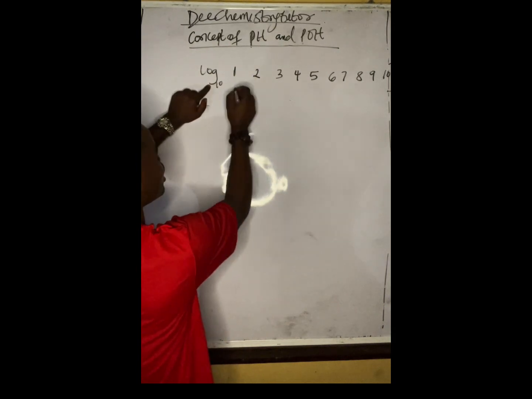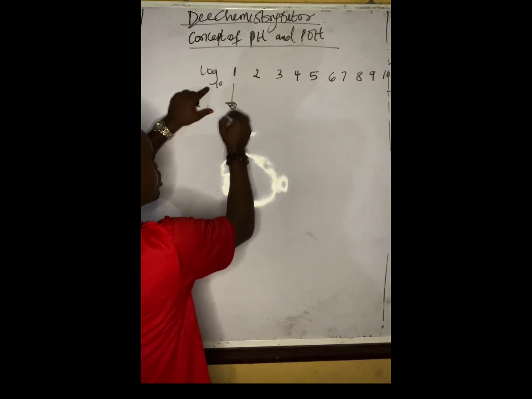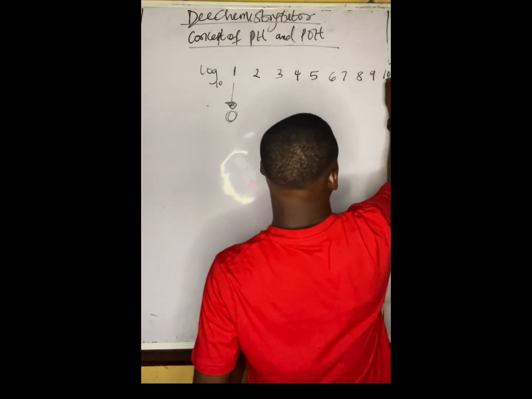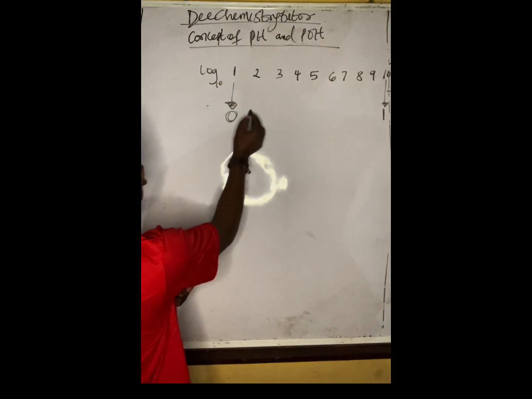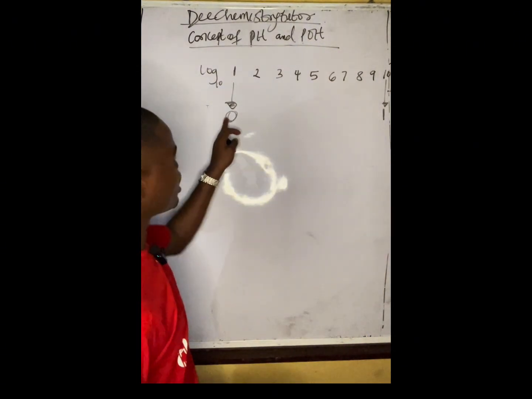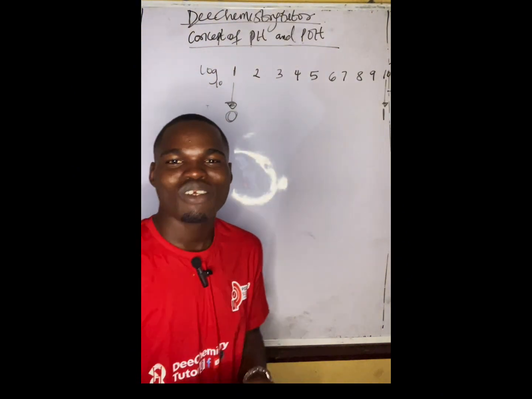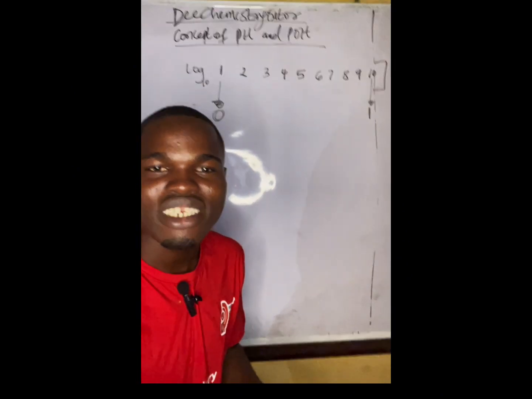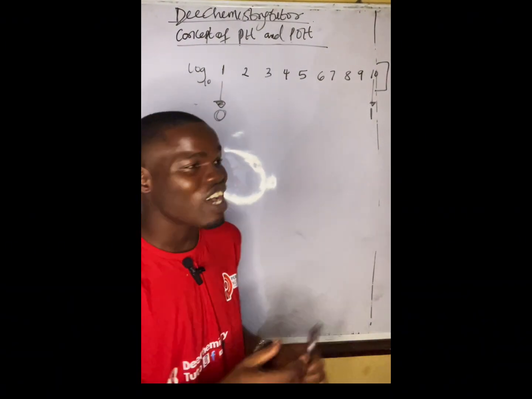Log 1 to base 10 itself is 0. Now, log 10 to base 10 is 1. That means any value in between will be greater than 0, but less than 1. If you know this now, you are a bit ahead, because people don't really know it. They're trying to look for a calculator. Me, I don't use a calculator.